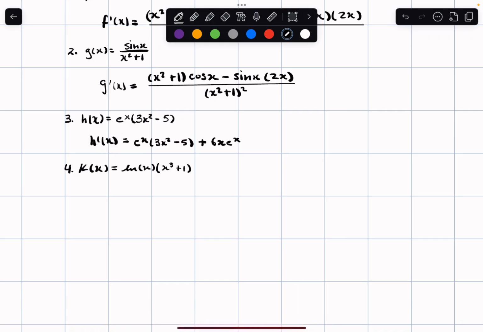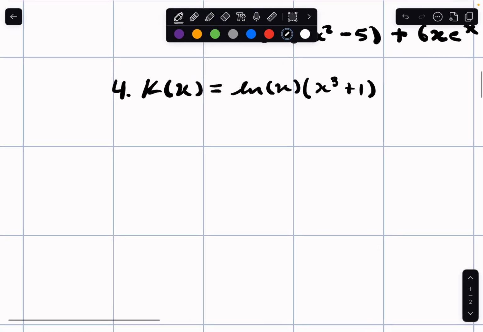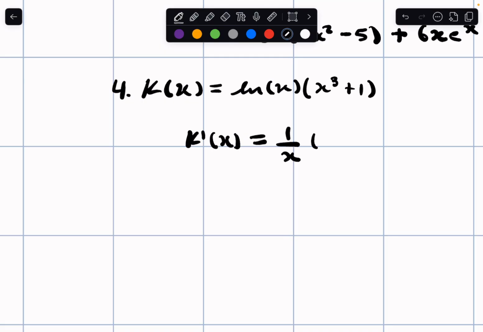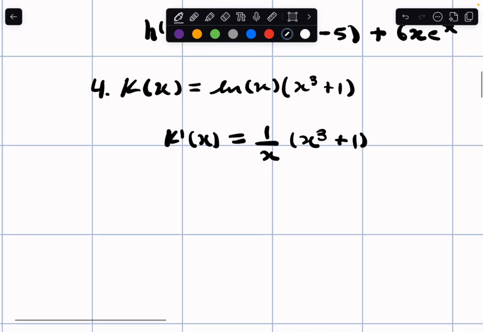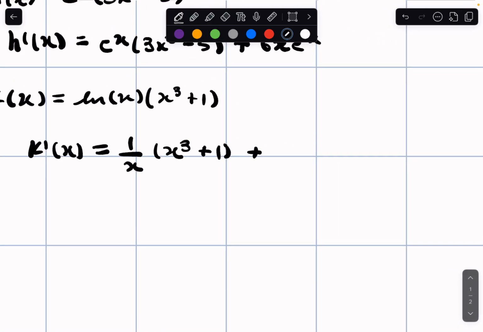So for number 4, we have k of x is equal to ln of x times x cubed plus 1. And here's another case of the product rule. So it's going to be k prime of x is equal to, well, we'll take the derivative of ln of x first. It's going to be 1 over x times the non-derivative of the other function in the product. Then we'll add the derivative of the other one that we didn't take the derivative of in the first term, and it's going to be 3x squared times ln of x.